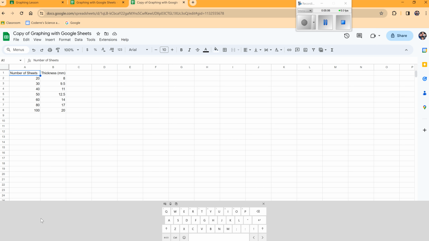Okay, and so what we're going to do here, guys, is go to the first cell, cell A1. Put your pointer there, and click and drag until you've highlighted all of the data. Now we want to build a graph, so we're going to go up to Insert.